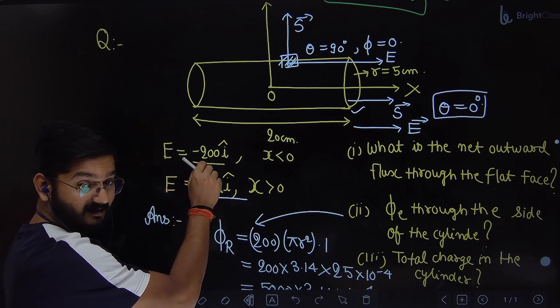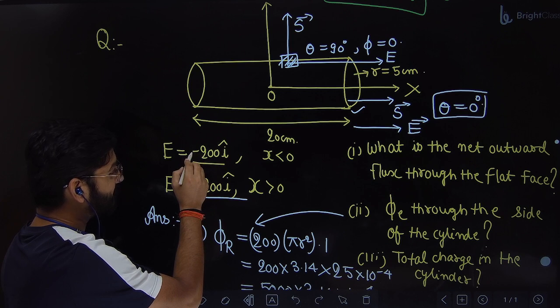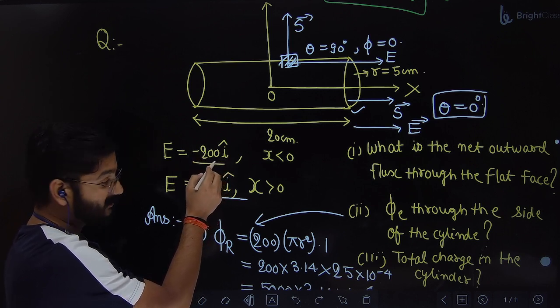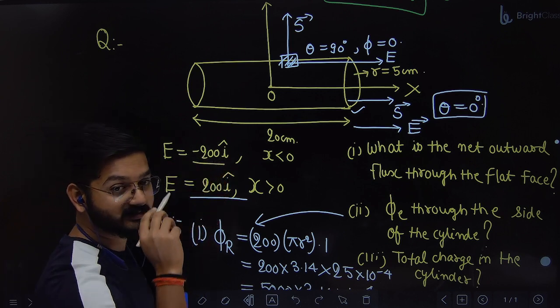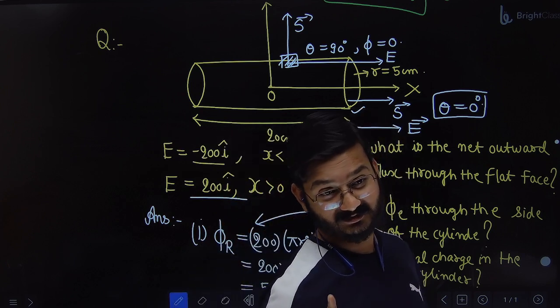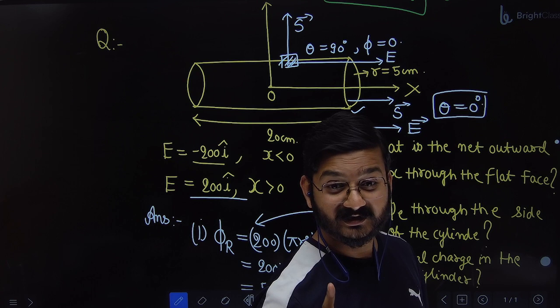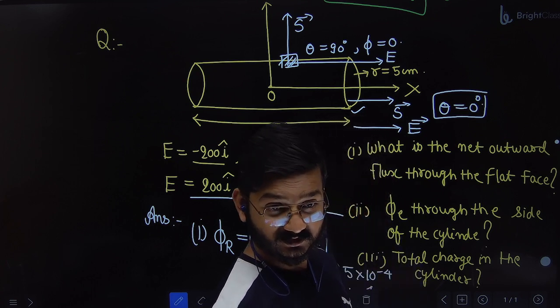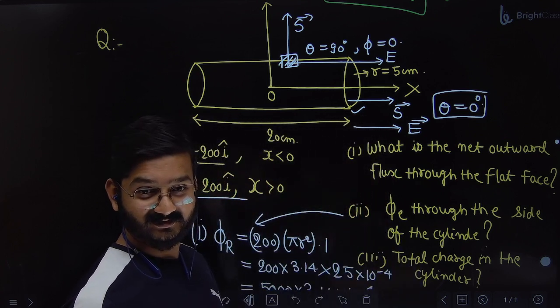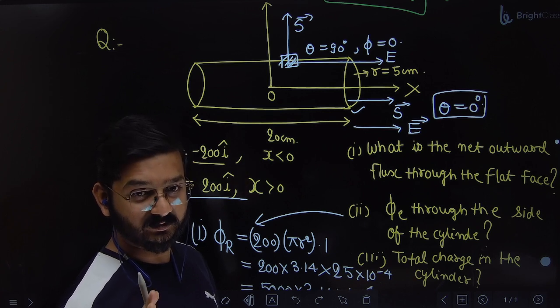Just observe this thing here. This minus 200 i cap. Is this minus magnitude or direction? Direction. The mistake we are doing here is that we are taking that as magnitude. Yes, Aditya, you have taken minus 200. That's why you're getting 0. Do you understand your mistake?